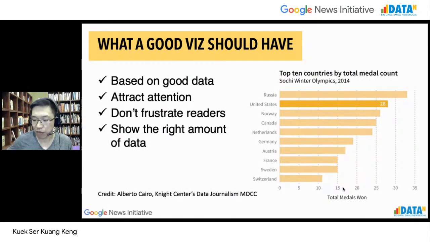So then we come back to this question: what should good visualizations have? Just now we looked at all the bad examples. For me, a good visualization, and this is of course not from me, this is actually from Alberto Cairo, who is a data journalism guru and a very famous lecturer in the US. He listed four criteria. The first is that it has to be based on good data. So your data have to be correct, reliable, accurate before you convert them into a visualization.